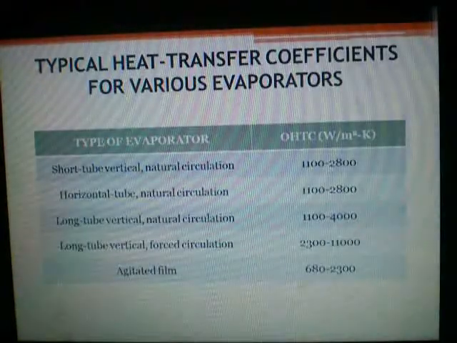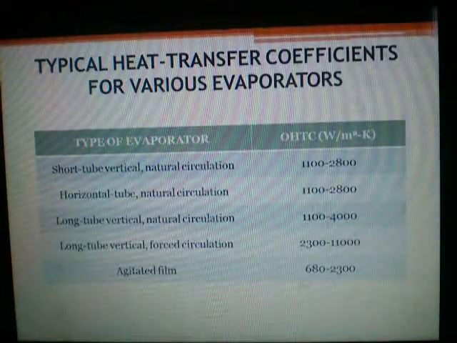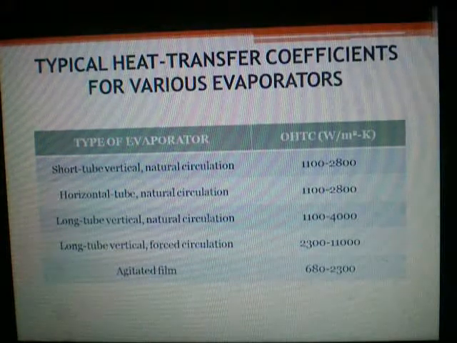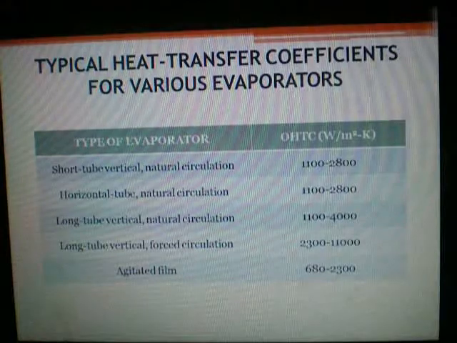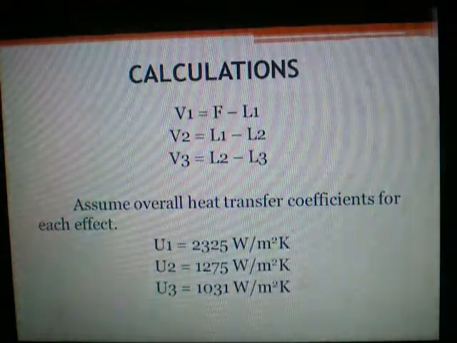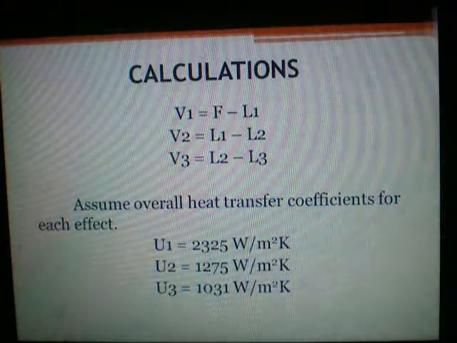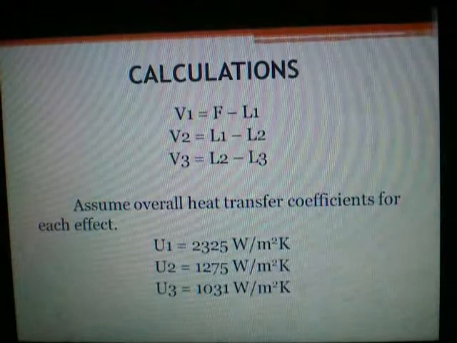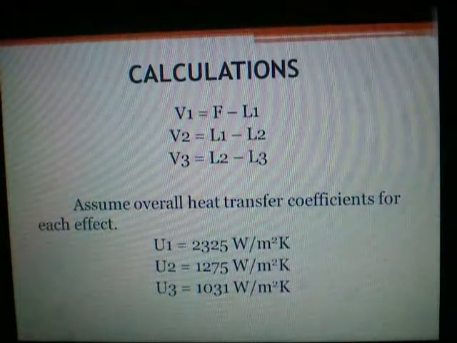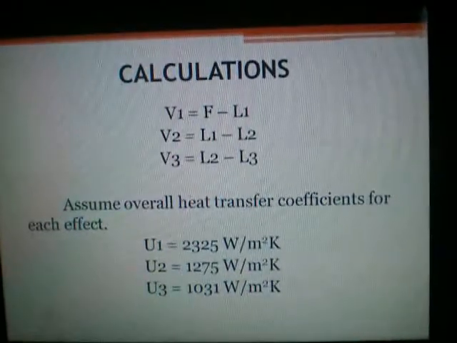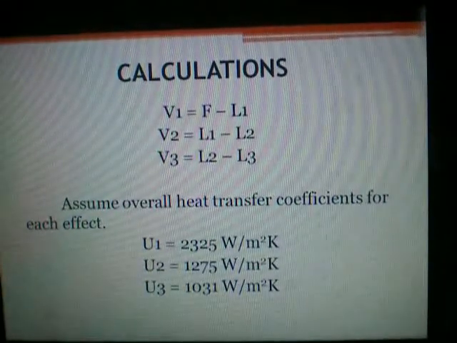The typical heat transfer coefficient for short tube vertical natural circulation is 1100 to 2800 watts per meter squared Kelvin. We assume a value of overall heat transfer coefficients for each effect based on a common OHTC of vertical evaporators.